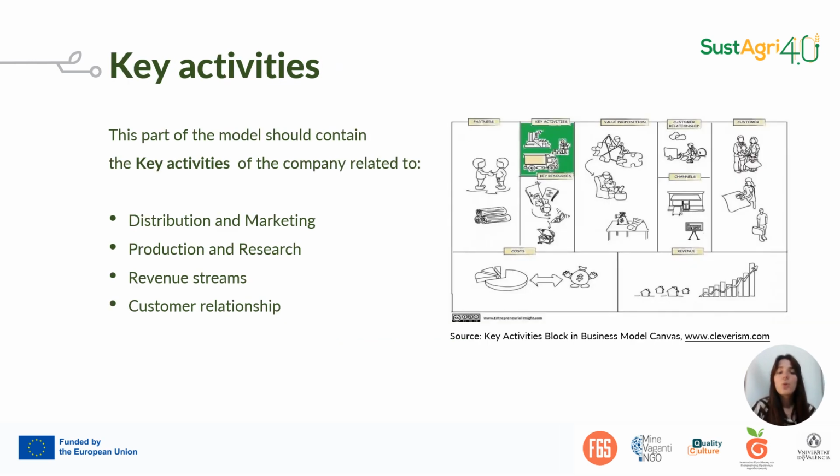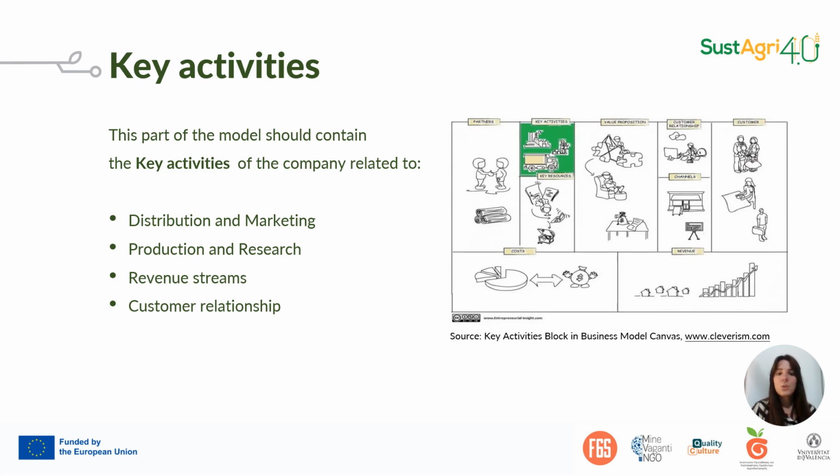So now let's go through the key activities of the company. This part of the model should contain the most important key activities which are strictly related to distribution and marketing. We are talking about the distribution of your products or services and the way these are distributed into the market by this important process called marketing. So we should describe the 4 P's of marketing: price, product, place, promotion.